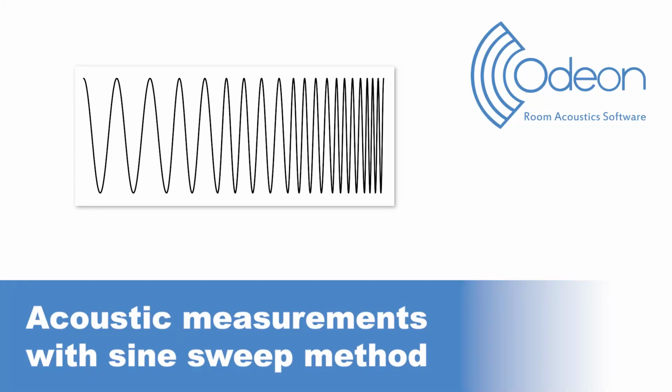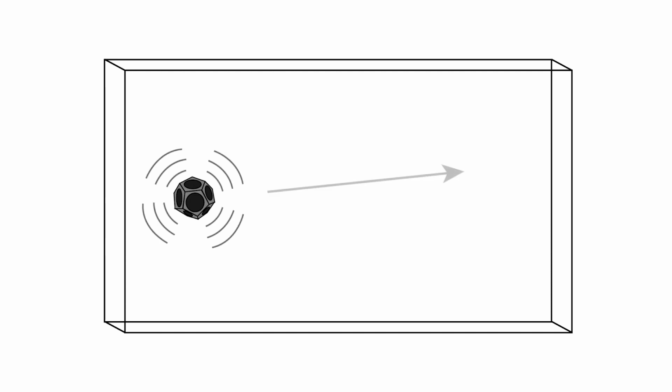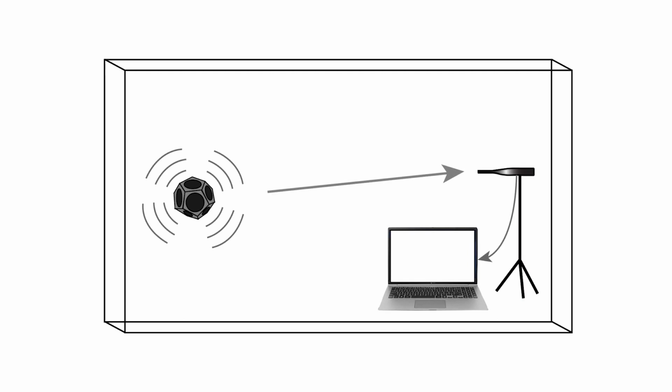Acoustic measurements with sine sweep method. In case you want to measure the acoustics in a room, this could be a classroom, factory hall, or an auditorium, you need a sound source, a recording of that source in the room in question, and some calculations to be made based on the recording.